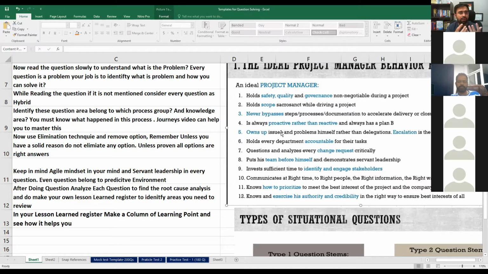Always try to be proactive rather than reactive. Own up to issues, hold everyone accountable, know how to communicate the right information at the right time to the right people in the right way, and know how to exercise and prioritize work.